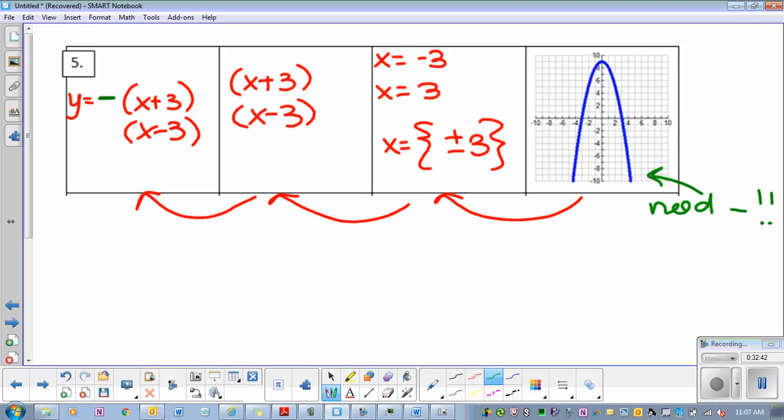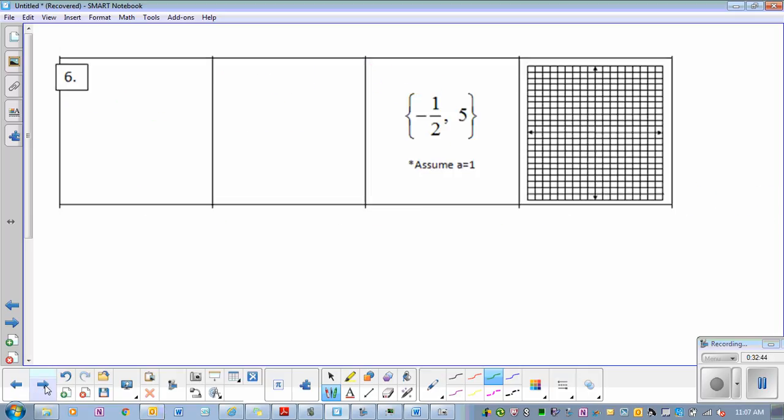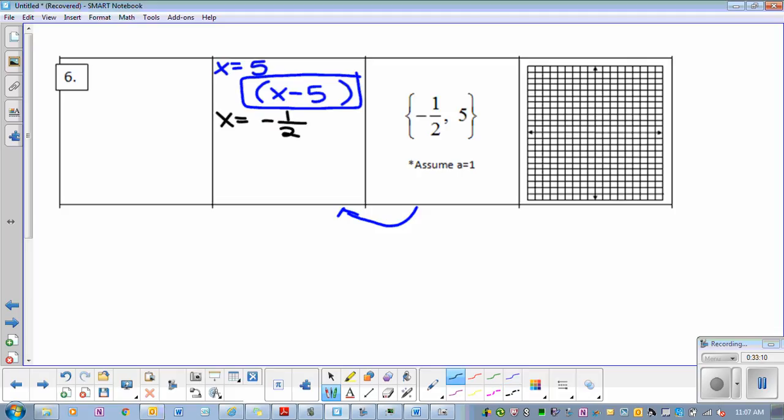Alright? Now, let's look at number 6. Guys. So good. We finally got a fraction. Alright. X equals 5. What is the factor for this guy? X minus 5. Okay. So now, this fraction. X equals negative 1/2. Right? I'm going to show you how to turn that into a factor. You want to get this equal to 0.